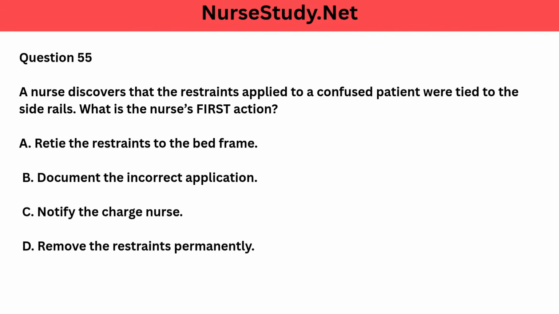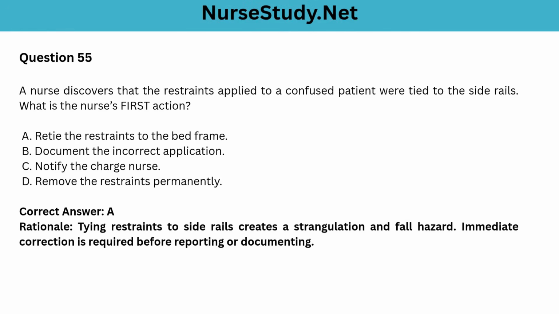Question 55. A nurse discovers that the restraints applied to a confused patient were tied to the side rails. What is the nurse's first action? A. Retie the restraints to the bed frame. B. Document the incorrect application. C. Notify the charge nurse. D. Remove the restraints permanently. Correct answer, A. Rationale. Tying restraints to side rails creates a strangulation and fall hazard. Immediate correction is required before reporting or documenting.